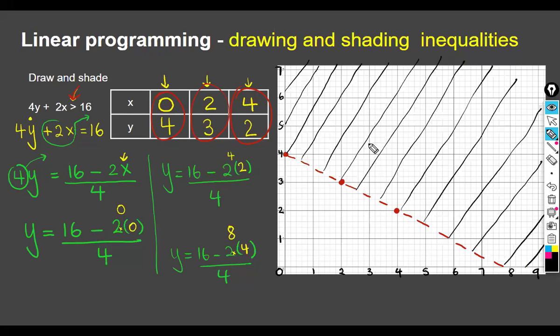Now, the name of the shaded region is 4y plus 2x more than 16. The name of the region has the inequality. The actual name of the line is 4y plus 2x is equal to 16. Make sure you understand the difference between the actual line and the region. The region has the inequality. The actual line has the equal sign.